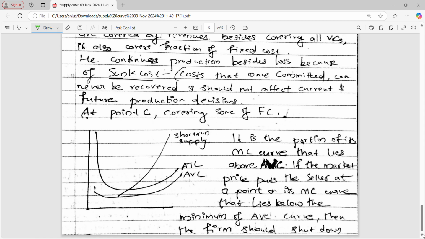Next, the supply curve is the portion of its MC curve that lies above average variable cost. If the market price puts the seller at a point on its MC curve that lies below the minimum average variable cost curve, then the firm should shut down. Right? So we know MC is equal to MR, that is equal to price. If that is below average variable cost, that is, if even the variable costs are not able to be attained, then definitely the firm should stop production, that is, should shut down.